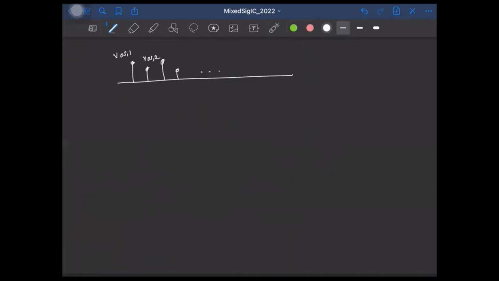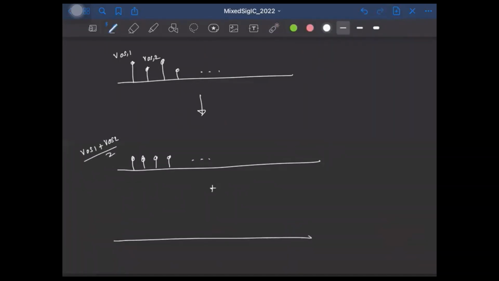So this sequence can be decomposed as a sum of a constant signal, right? And what is the constant? That is the DC, which is VOS1 plus VOS2 by 2, right? And along with it, we also have an alternating sequence of ones and minus ones. But of course, it will not be exactly 1, and this will be VOS1 minus VOS2 by 2, right? And this will be minus of this quantity, okay?